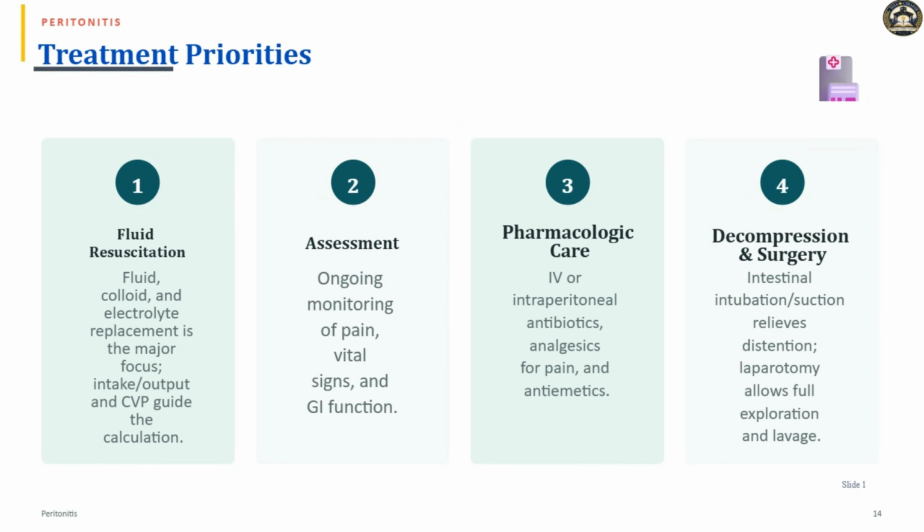Third, pharmacologic care. This includes administering intravenous or intraperitoneal antibiotics, along with analgesics for pain management, and antiemetics to control nausea and vomiting. And finally, fourth, decompression and surgery. Intestinal intubation and suction are used to relieve distension, while a laparotomy allows for full exploration and lavage of the abdominal cavity.